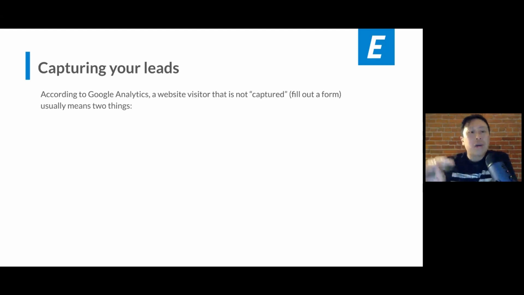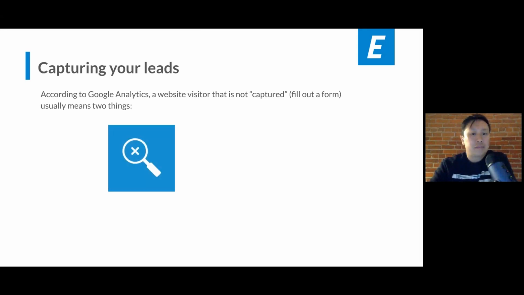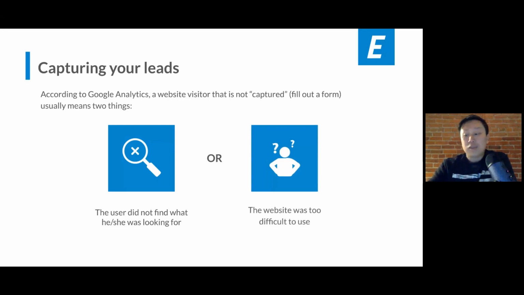So according to Google Analytics, a website visitor that is not captured or doesn't fill out a form usually means two things. One is the user did not find what he or she was looking for, or the website was too difficult to use, right? Not being able to capture a site visitor can be a serious issue if not addressed, right? No one wants to waste time on awesome marketing campaigns or email campaigns only to find that the website is not properly capturing those leads, right? Before you can fix anything, you need to know how it's performing, right?